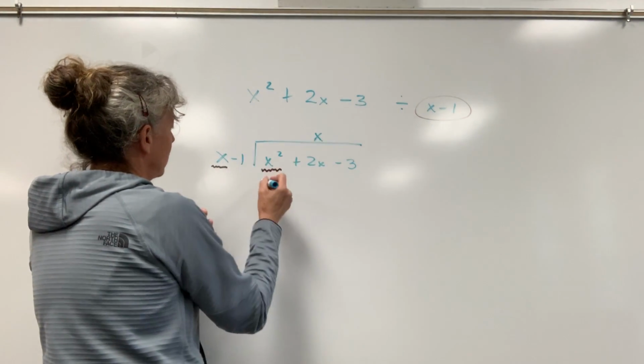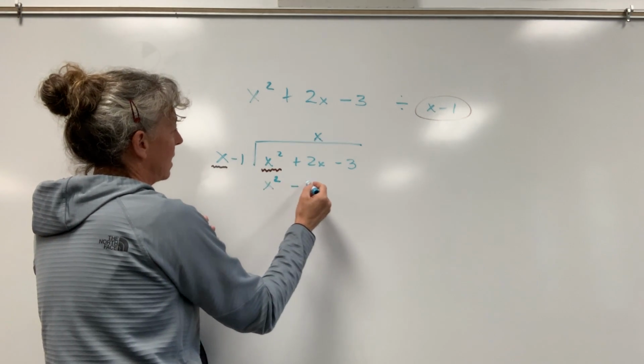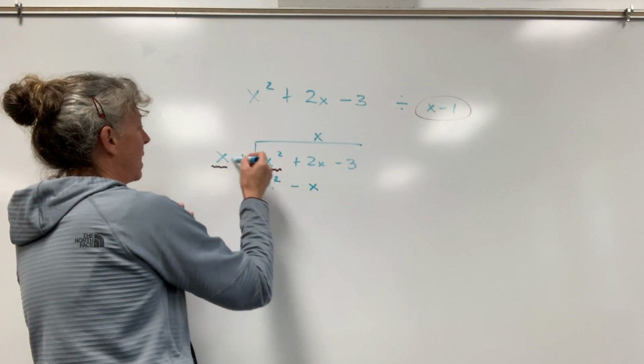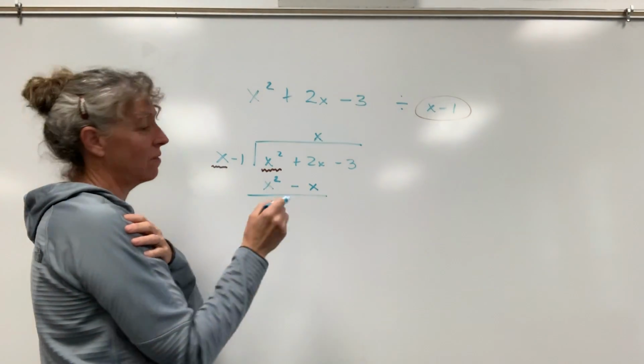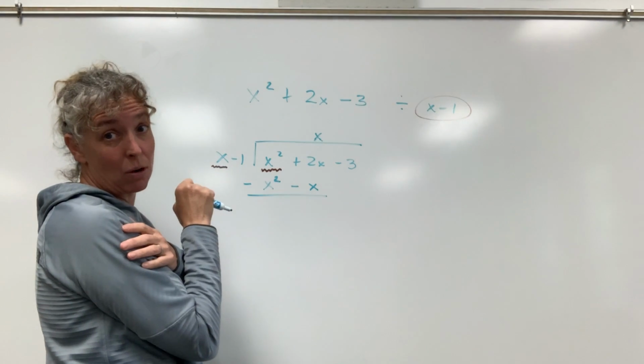So x times x is x squared. X times -1 is negative x, right? So what you do after you get that first term, you multiply it by this and put that here. And then remember, when we do long division, it's a subtraction problem, right? This is where a lot of people go wrong.